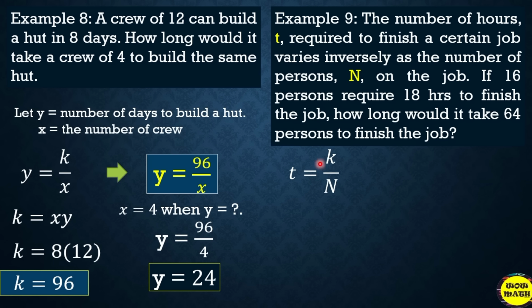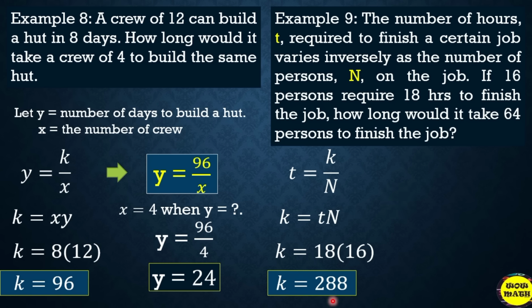So, kunin muna natin yung constant natin. So, that is K is equal to T times N. Yung T natin dito is number of hours. So, ilan yun? 18 hours. And then, yung N natin is number of persons. So, 16 times 18, the answer is 288. So, that is the constant. So, ibig sabihin yun yung value ng constant natin, 288. So, ano magiging equation natin? So, T is equal to 288 over N.